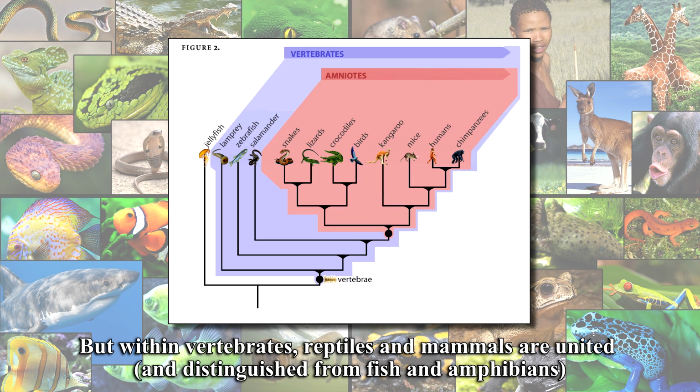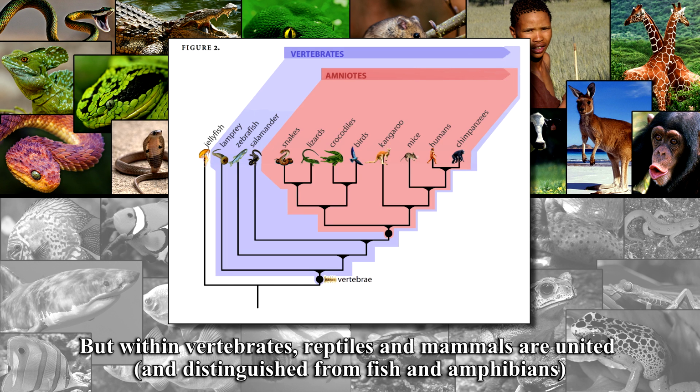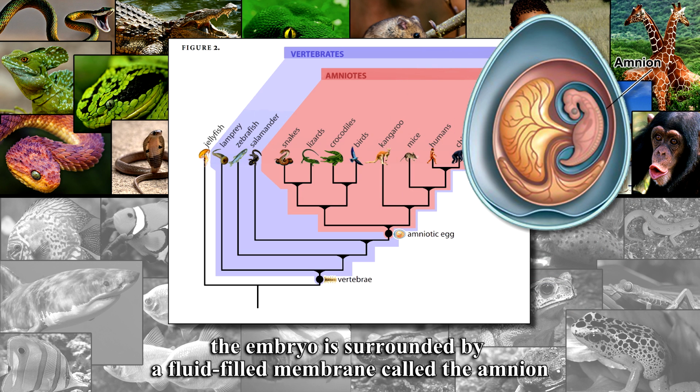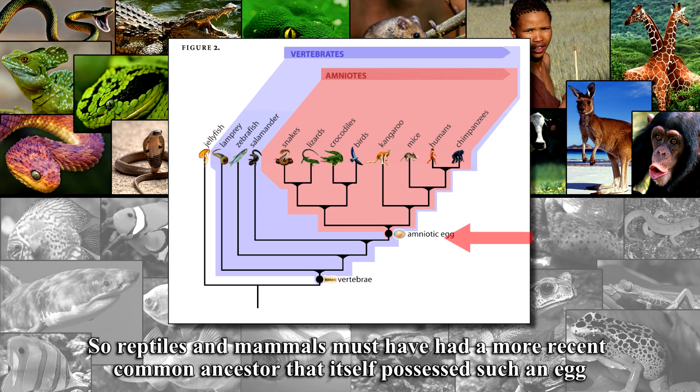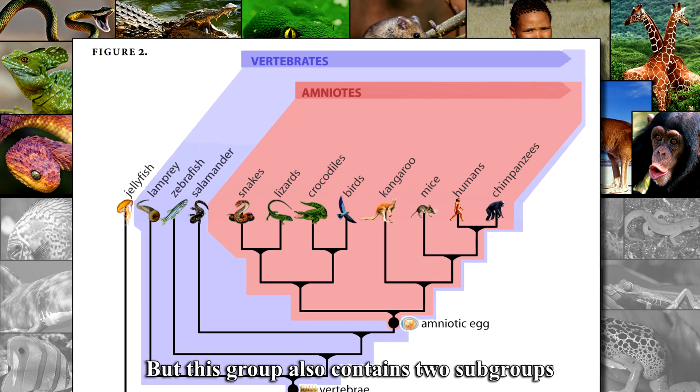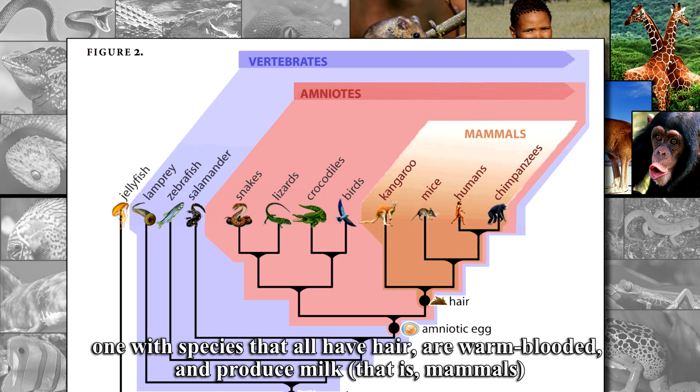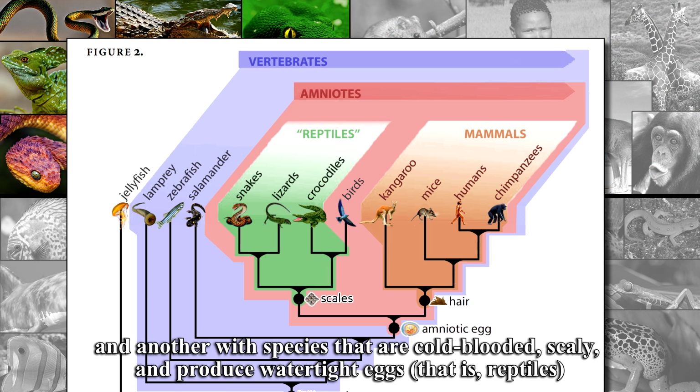But within vertebrates, reptiles and mammals are united and distinguished from fish and amphibians by having an amniotic egg. The embryo is surrounded by a fluid-filled membrane called the amnion. So reptiles and mammals must have had a more recent common ancestor that itself possessed such an egg. But this group also contains two subgroups, one with species that all have hair, are warm-blooded and produce milk, that is, mammals, and another with species that are cold-blooded, scaly, and produce watertight eggs, that is, reptiles.